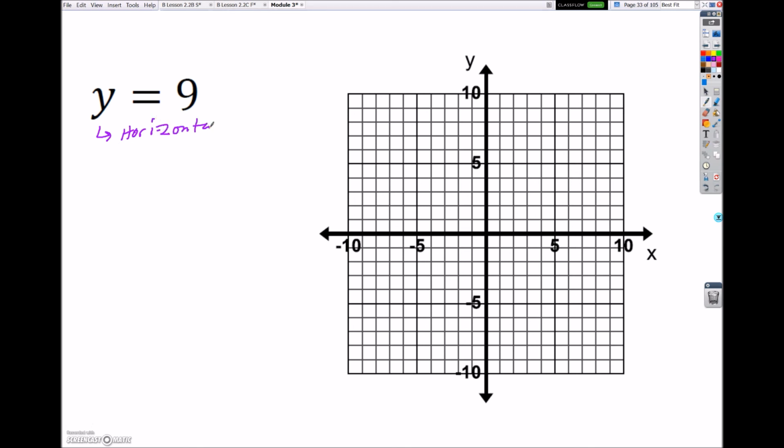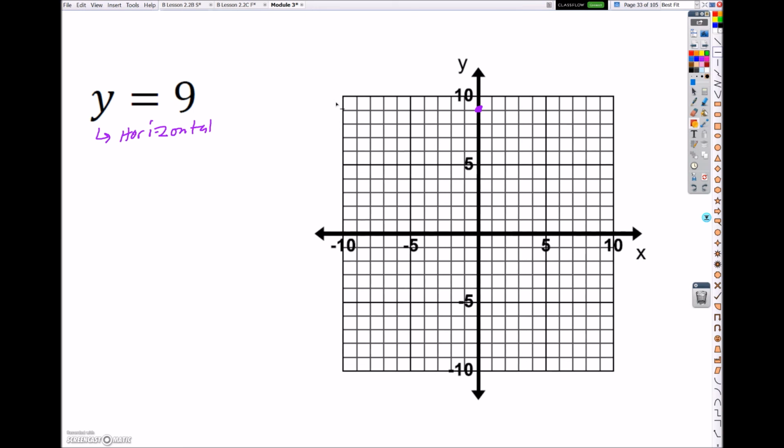Horizontal lines are the ones that go left to right. So same idea, it's y equals 9. So we go to our y-axis of y equals 9, which is located right here. And all we are going to do now is draw a horizontal line going from left to right. And then we're done.